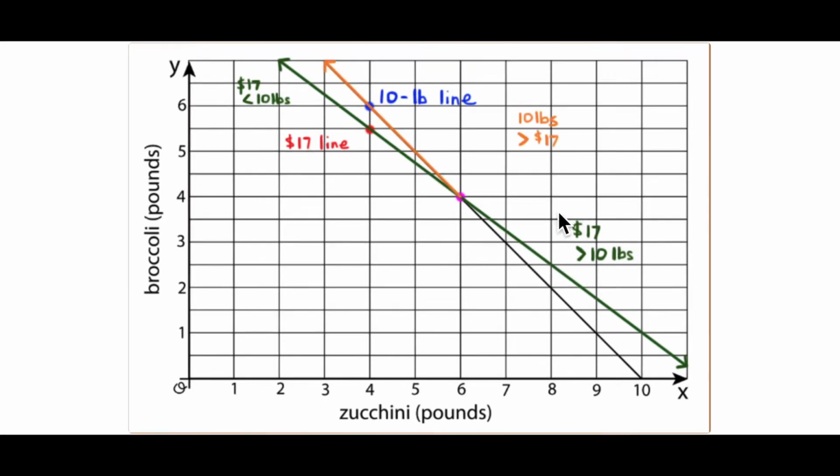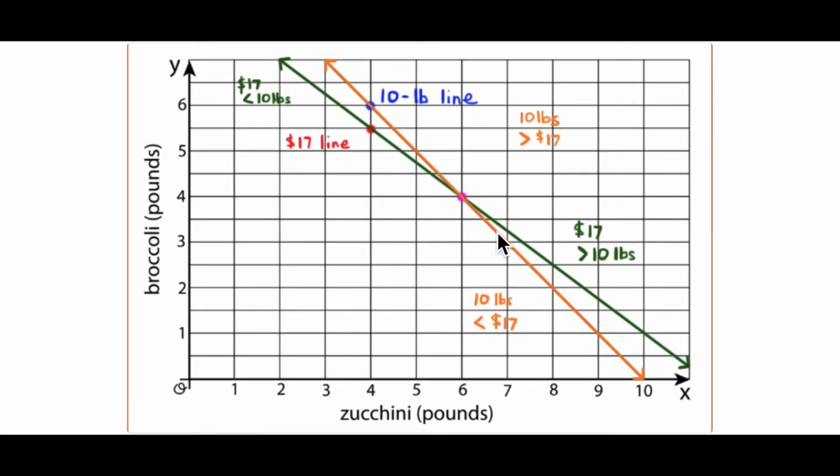And likewise, up here on this graph, this is a weight of 10 pounds, but now it's a cost of greater than $17. So as you move along this line right here, the cost is greater than $17, but the total weight is 10 pounds. On the other hand, as you move past this intersection, on the other side, the cost is less than $17, but the total weight is still 10 pounds. So why does it flip like that? Why does it go from greater than $17, this is equal to $17, and this is less than $17?